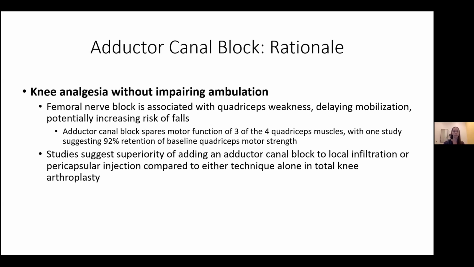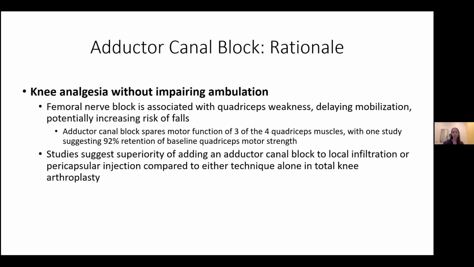So to start, what is the rationale for the adductor canal block, or why has it become so popular? The main reason is because you can achieve knee analgesia without impairing ambulation. Classically, surgeries like total knee replacement and ACL repair were done with a femoral nerve block, but because the femoral nerve is a motor and a sensory nerve, it's associated with quadricep weakness, delaying ambulation and potentially increasing the risk of falls. So that has become less popular for knee surgeries, where ambulation and early mobilization have become so important. The advantage of the adductor canal block is that it spares motor function of 3 of the 4 quadriceps muscles and retains most of the quadriceps baseline strength.